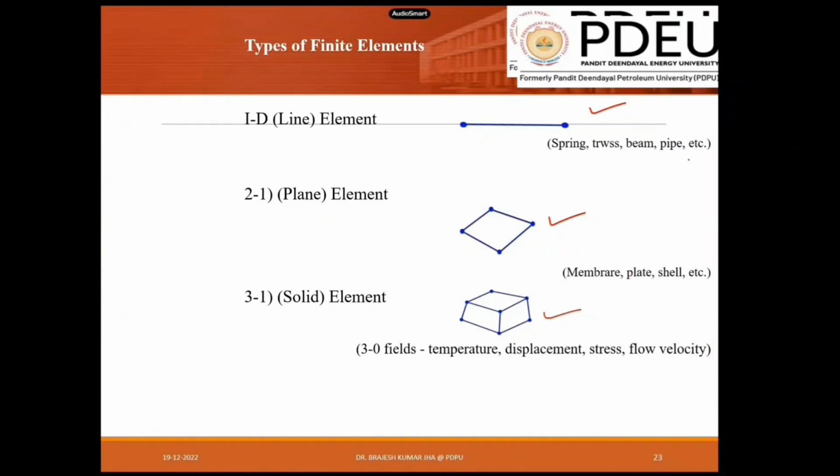If it is a beam problem, pipe problem, or spring problem, the one-dimensional finite element method can be used. If your geometry is in the form of a membrane, plate, or shell, then two-dimensional FEM can be used here. In the three-dimensional case, temperature distribution, displacement, stress, and flow velocity are applicable.